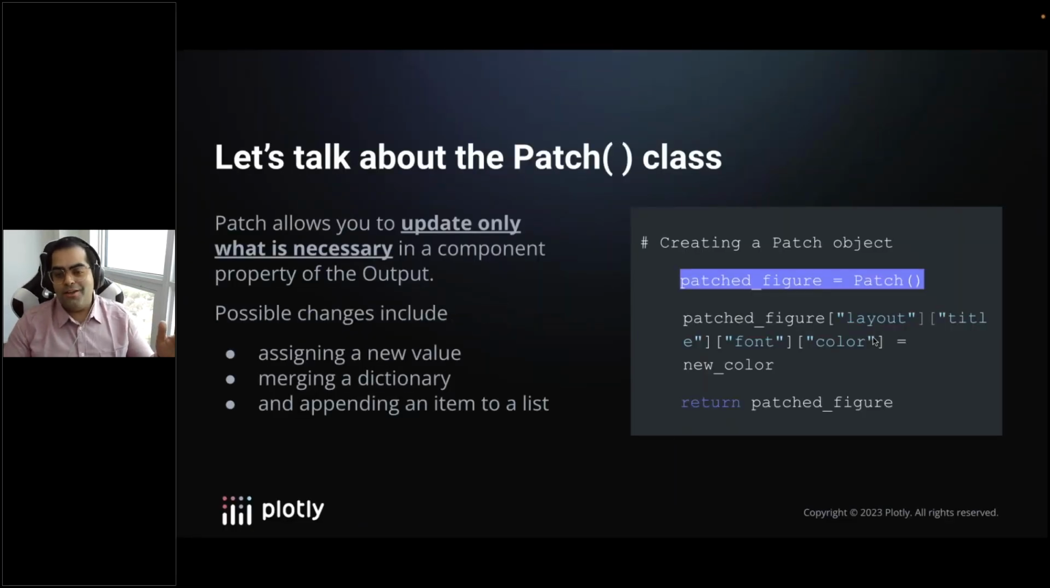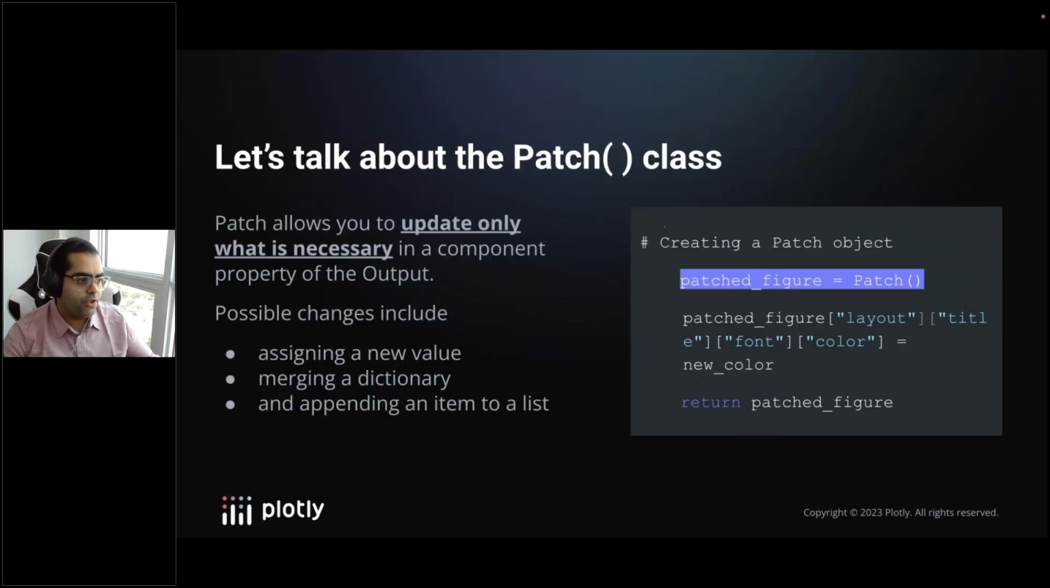Moving into Patch, I think this is going to be super fun to talk about. Patch allows you to update only what is necessary in a component property of the output. Now, some possible changes around this include assigning a new value, merging a dictionary, and appending an item to a list. What does that mean?